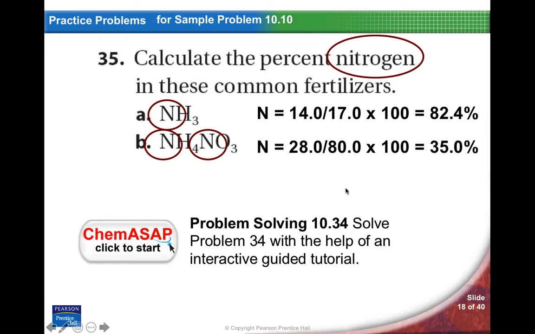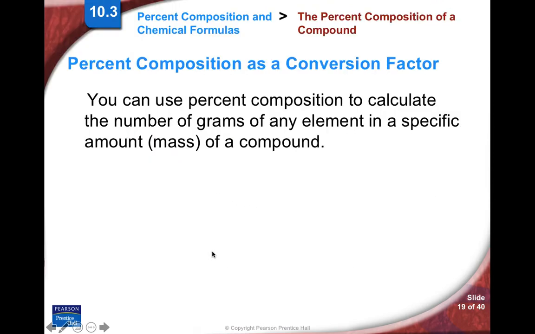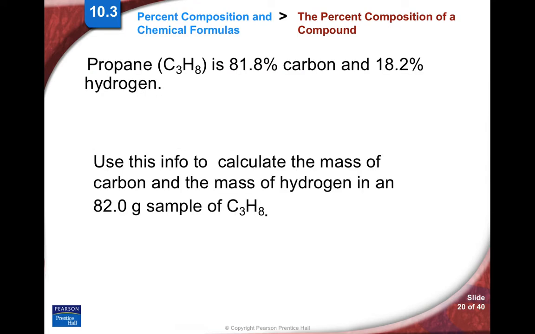So in this compound, the molar mass of ammonium nitrate works out to be 80. Hope you got that. 28 divided by 80 times 100 gives you 35%. Last thing, you can also use percent composition as a conversion factor. So you can calculate how many grams of an element should be in a particular mass of a compound. So maybe you just need a certain element. How do you figure out how much is actually there and available? Well, you can use percents to help you.